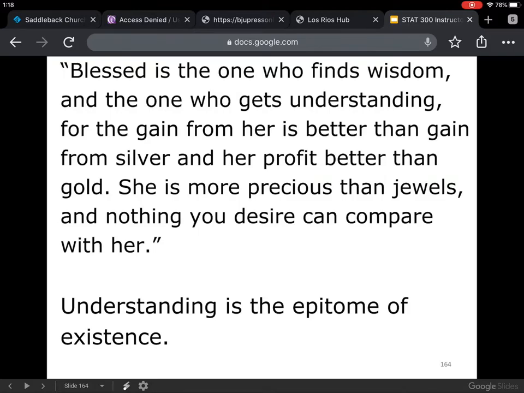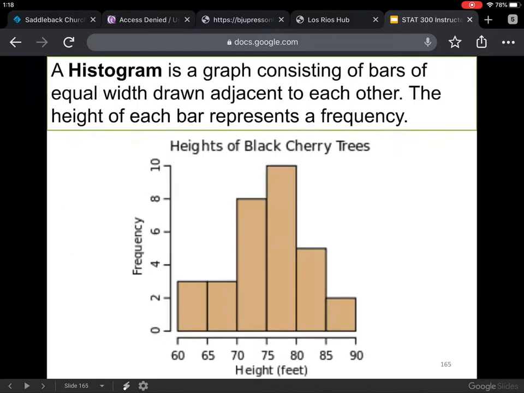And so when we've gathered information and organized it into a frequency distribution, we can glean information from that, and we can also present this visually as a histogram. And here's what that looks like as an example. A histogram is a graph consisting of bars of equal width drawn adjacent to each other. The height of each bar represents a frequency.